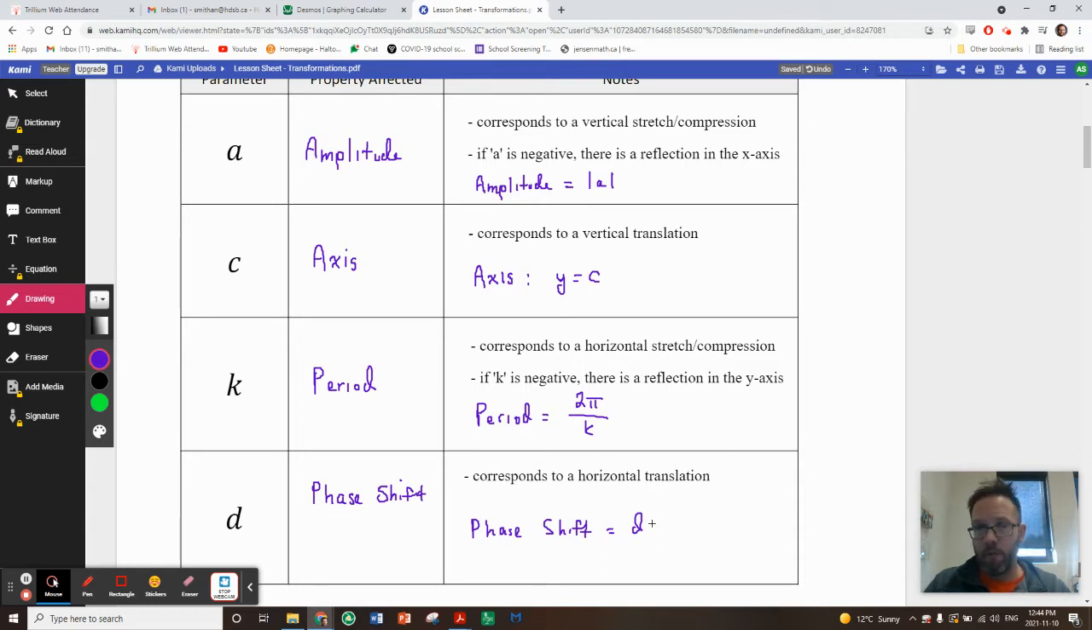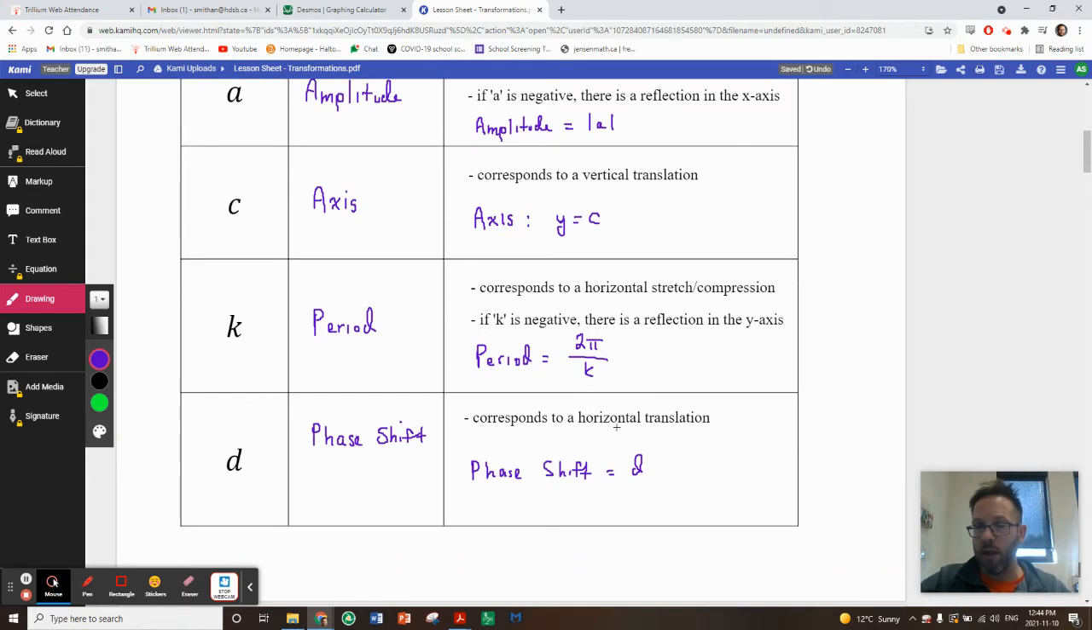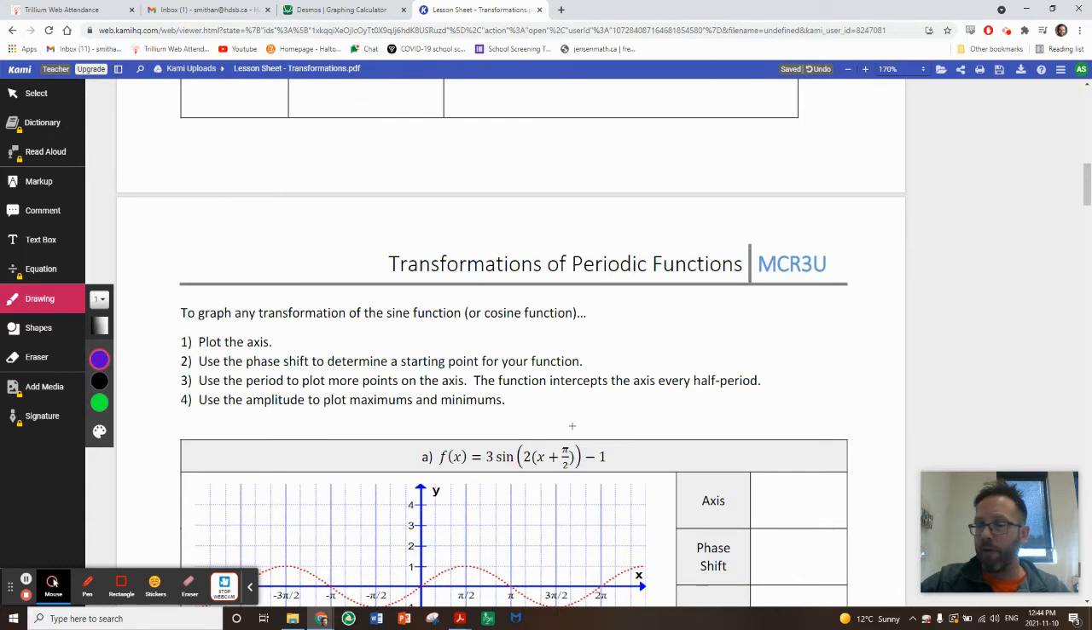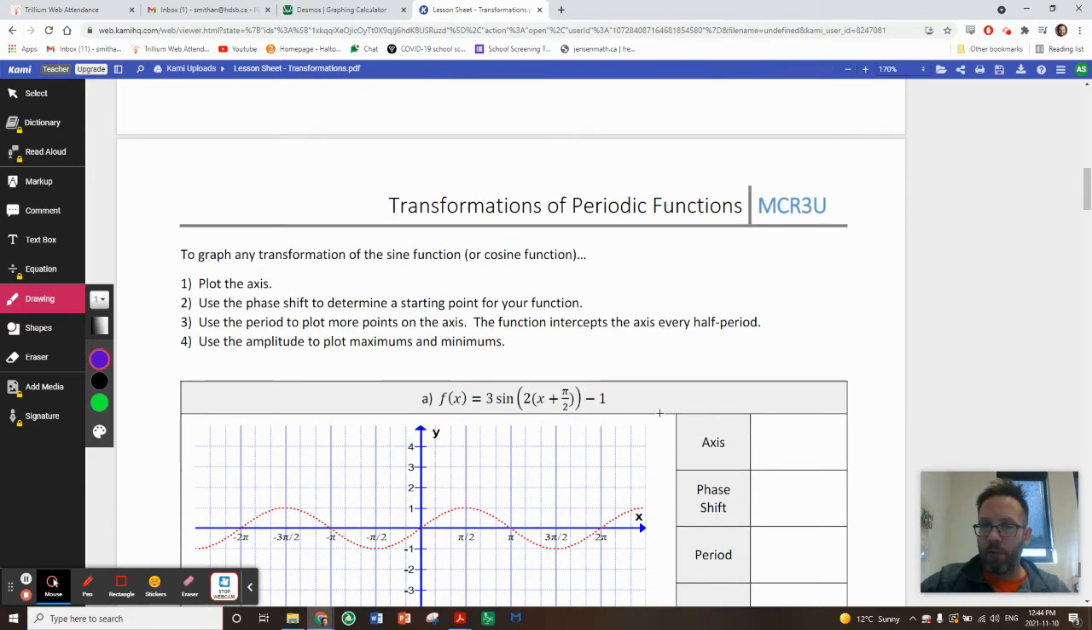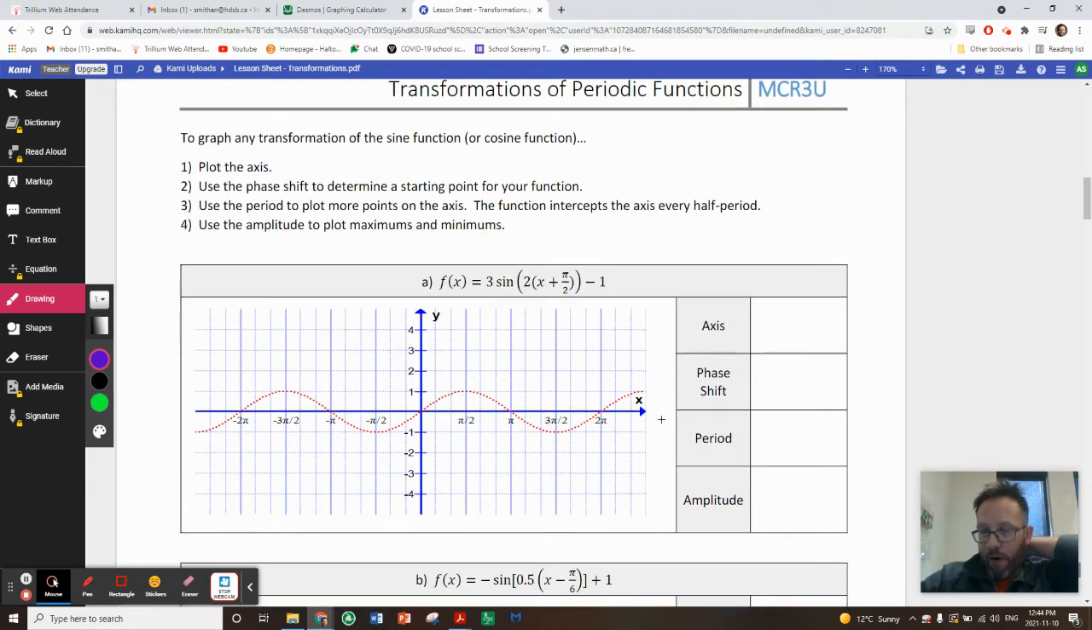And on our graph, we'll be graphing with the horizontal axis in radians and not degrees, but it should hopefully just be review for you guys. We're going to graph some sine functions. We're going to graph some cosine functions.